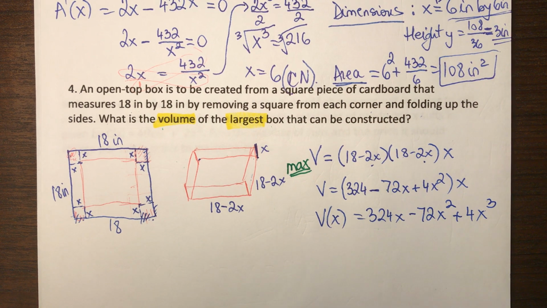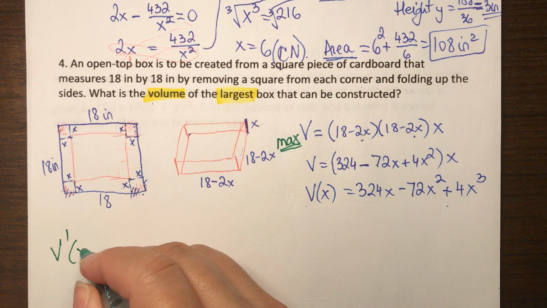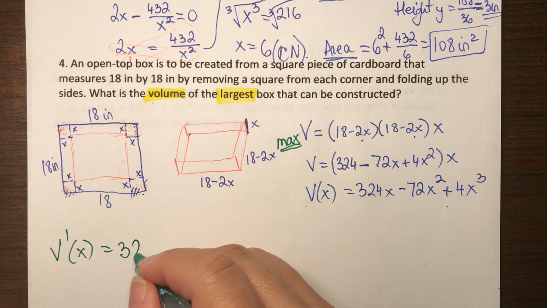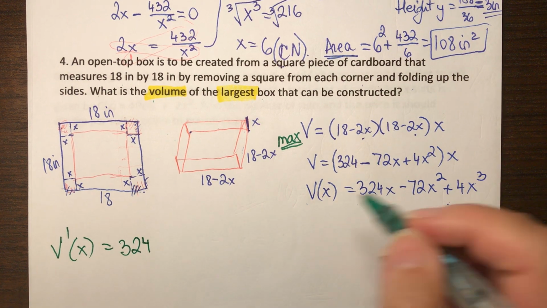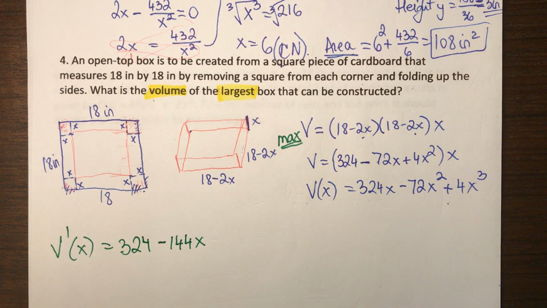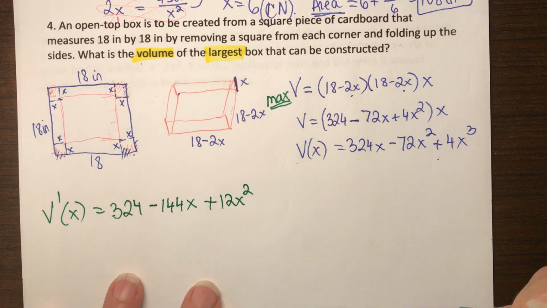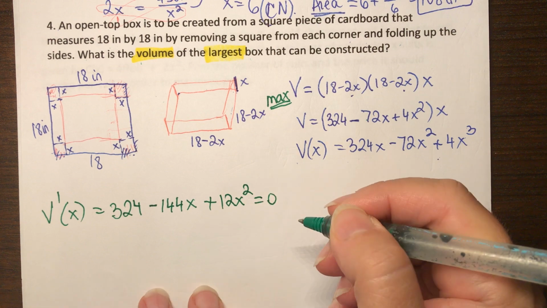Okay. All right. So how do I find the min or max of a function? By now we've done so many. If I want to minimize or maximize something, I need to be looking at the critical numbers. So let's find the derivative. That's the easy part. We've practiced many times. That's 324 minus 144x, right? 72 times 2, plus 4 times 3 is 12x squared. Great. What do I do with this? Set it equal to 0 and solve.